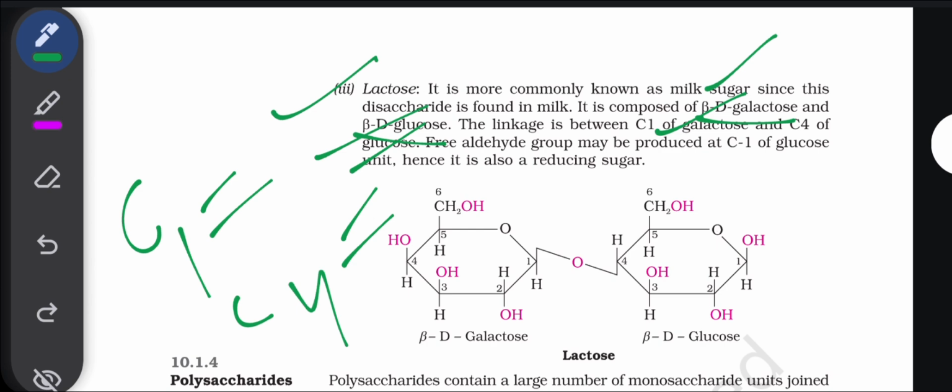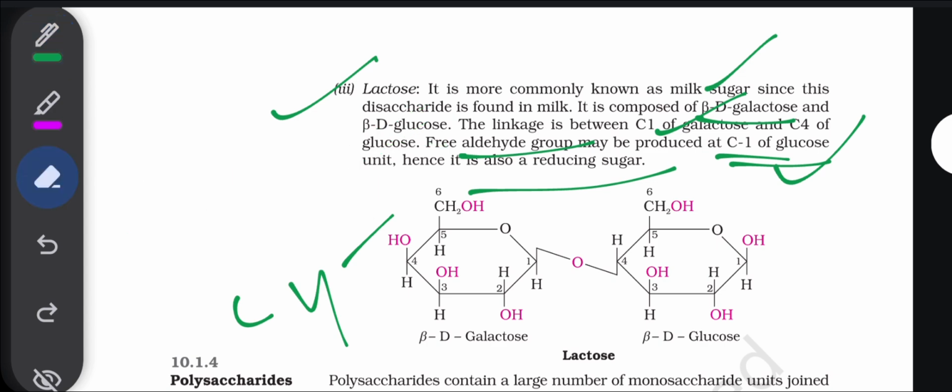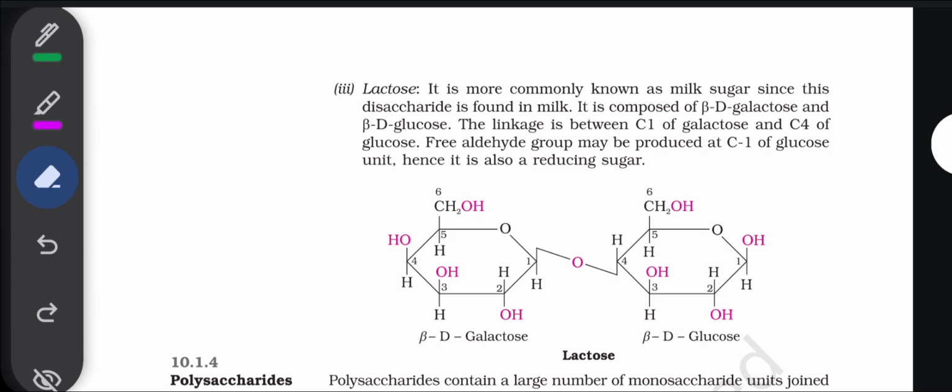Free aldehyde group may be produced at C1 of glucose because we are using C4 of glucose. So one carbon is free, the position at first position. So it is also a reducing sugar because the free aldehyde group may be produced at the C1 of the glucose unit. Okay, so here a diagram is given.